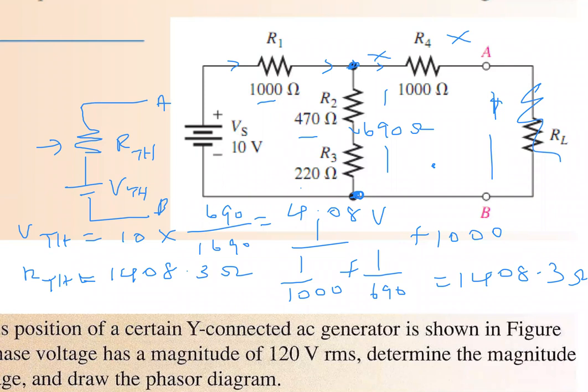Now we calculated the Thevenin equivalent voltage and Thevenin equivalent resistance. In other terms, I can draw this one. So this circuit can be reduced to this one, where VTH equals 4.08 volt, and this resistance is equal to 1408.3 ohms. So that is the idea, guys. We can reduce this whole circuit to this voltage source and also the resistance. Is that clear, guys? Yep, it's clear. Okay.